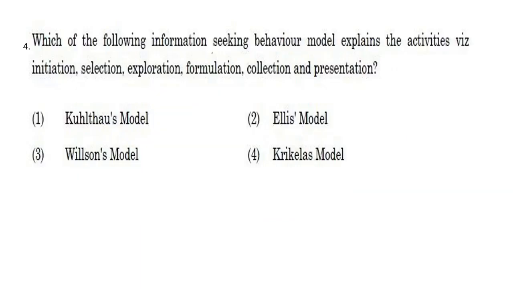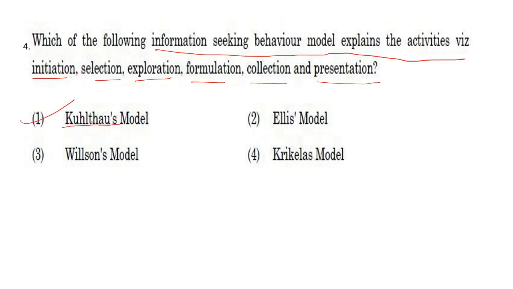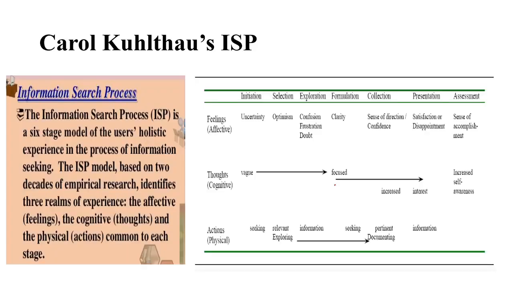Which of the following information seeking behavior models explains the activities: initiation, selection, exploration, formulation, collection, presentation? All these activities come under this Kuhlthau model. Okay, it is given by a lady called Carol Kuhlthau. She is now 82 years old. It is also called Carol Kuhlthau's ISP, the information search process.